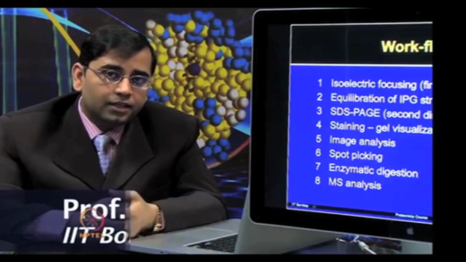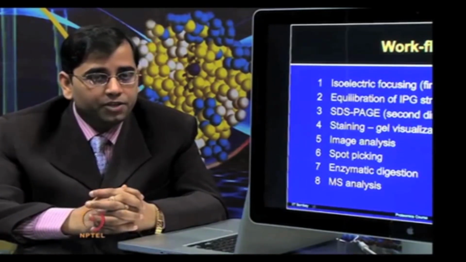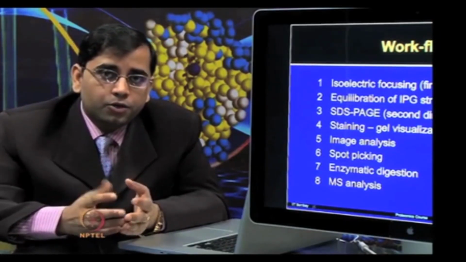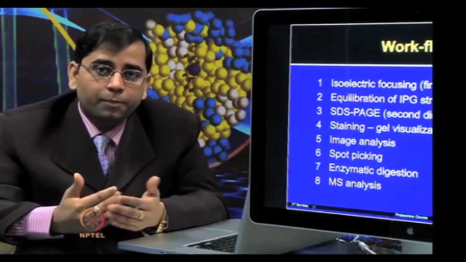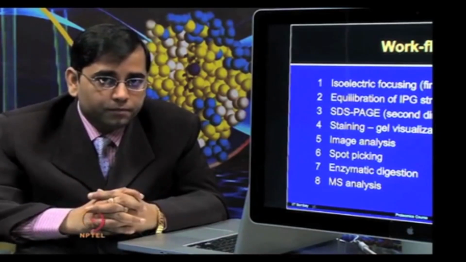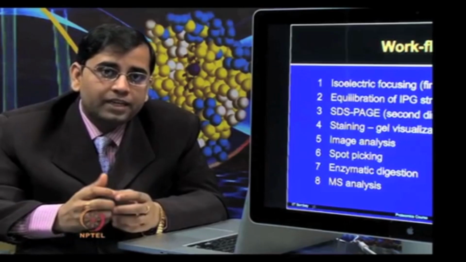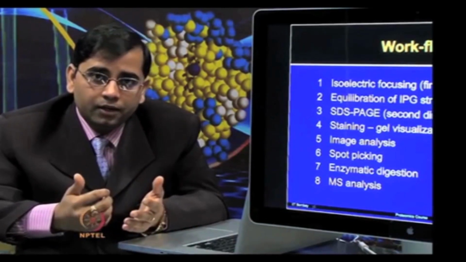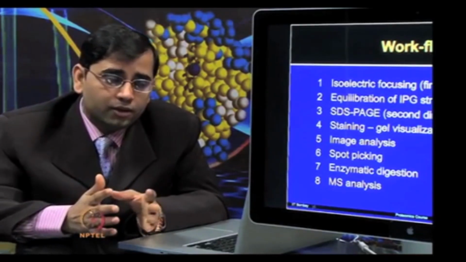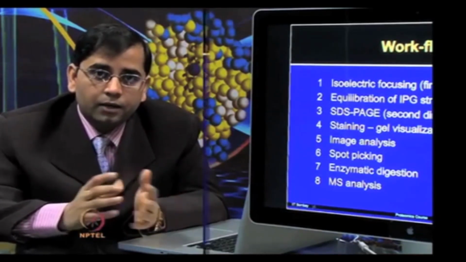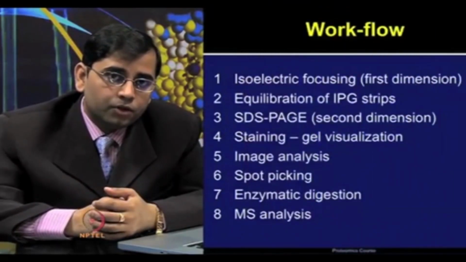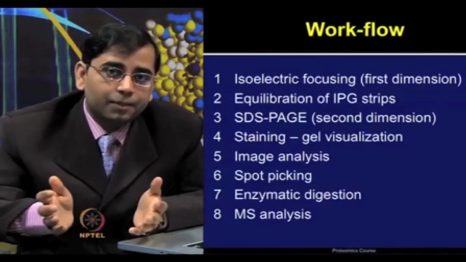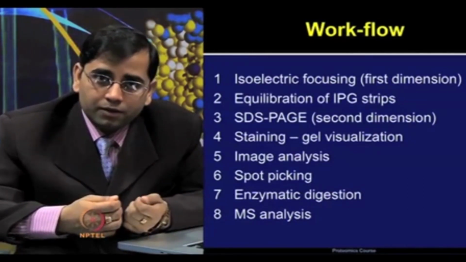Second step is equilibration of immobilized pH gradient strip. When you are running an SDS PAGE gel, you make your protein denatured, you want to separate that based on the molecular weight, and you heat the samples, you apply different types of denaturant. Now, in this case, when you are doing 2DE, your first dimension separation has occurred on the IEF in the immobilized pH gradient strip. Now, you want to take these strips and apply that on an SDS PAGE gel. You cannot do the heat treatment.